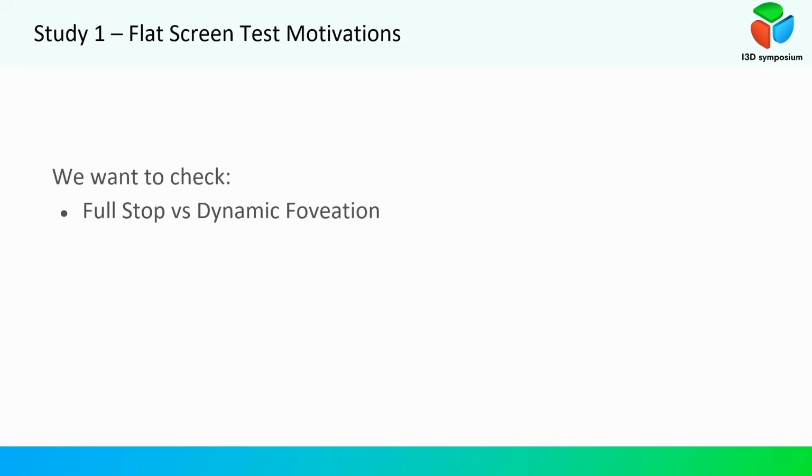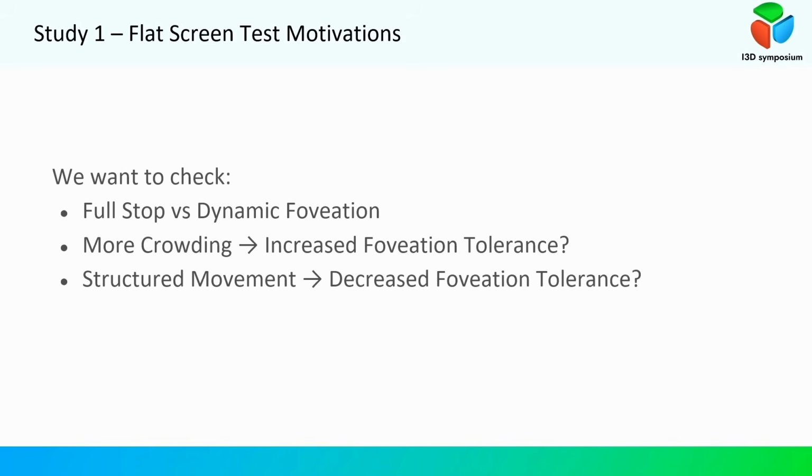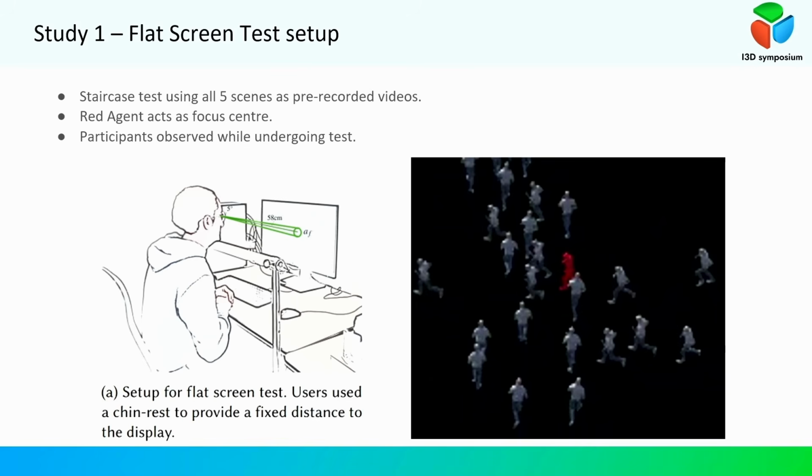So, with the flat screen test, we try to go through our main hypotheses. First, to see whether the full stop or dynamic foveation method is better. Second, to see if more crowding leads to increased foveation tolerance. And third, to see whether structured movement leads to decreased foveation tolerance. The setup goes like this.